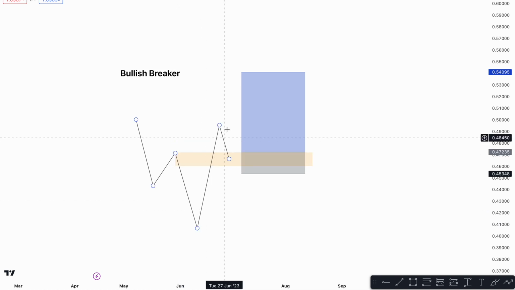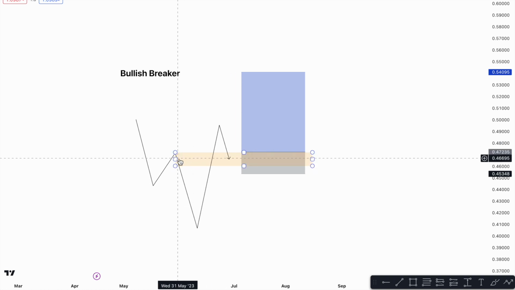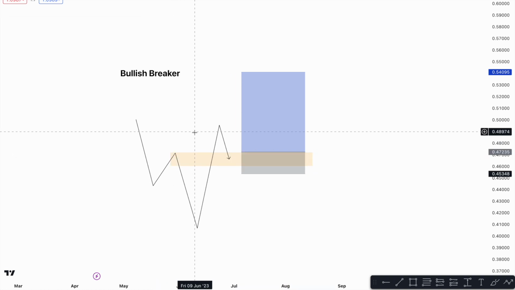So as price goes up and breaks this, and we have a break in market structure, then we can take our rectangle tool and draw a bullish breaker, which I'll show you examples of, so don't worry about that.